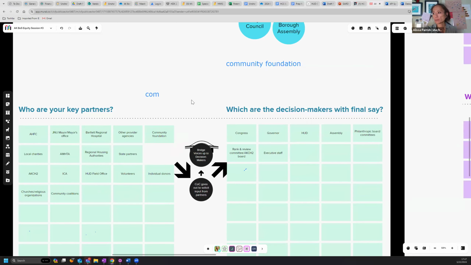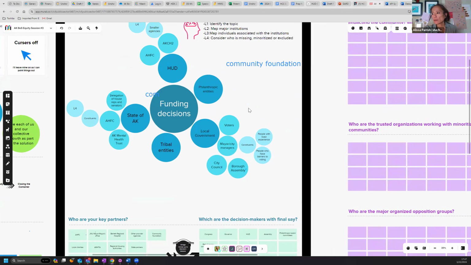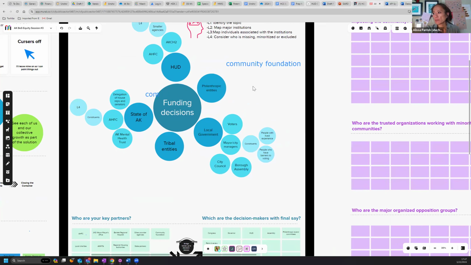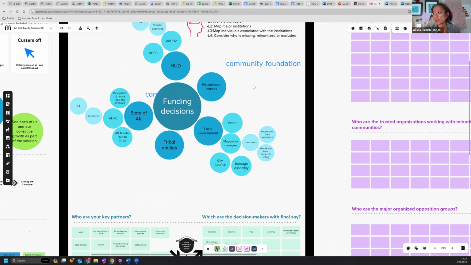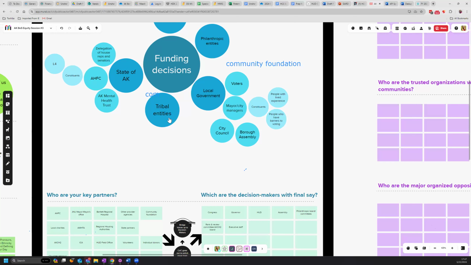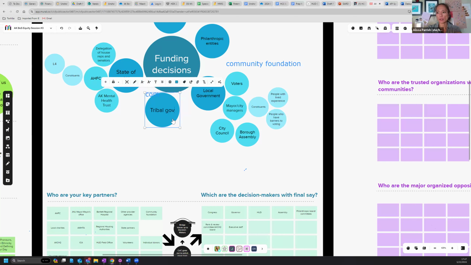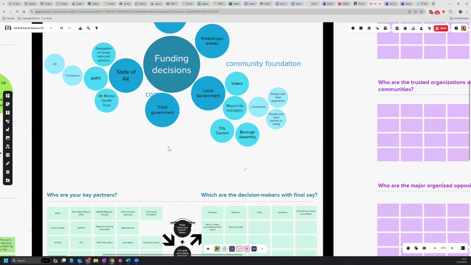Yes. We didn't really talk about the tribal entities piece, but I'm curious about who, for tribal entities, are the major individuals that can make those funding decisions. Maybe instead of entities, it should say government, because really it's its own government. Because they are a sovereign, federally recognized nation, right? Yes. And then it would be tribal leaders, chiefs, tribal court, and then tribal members.